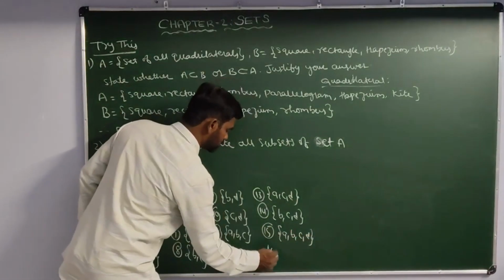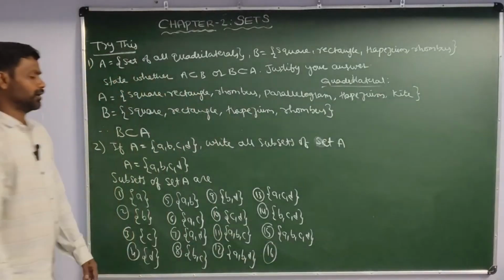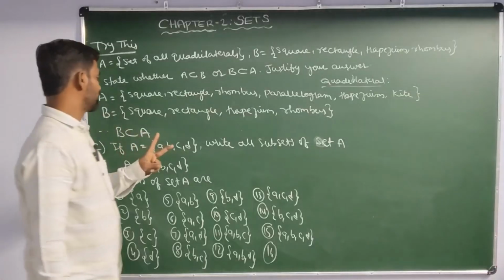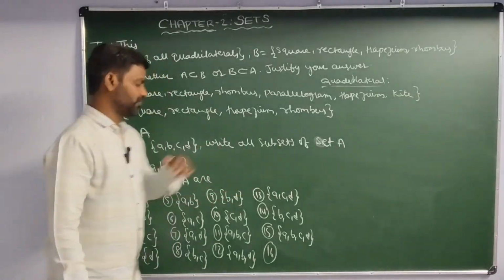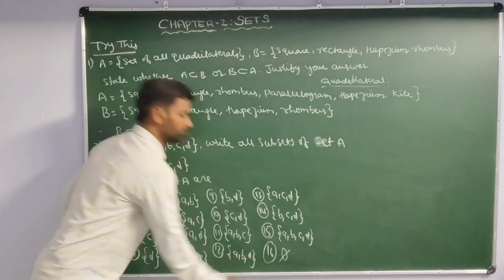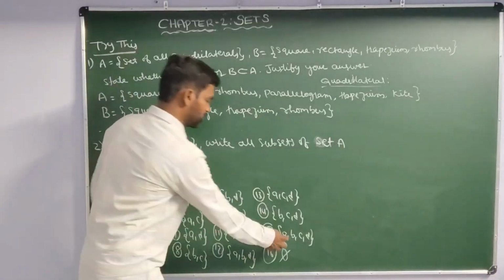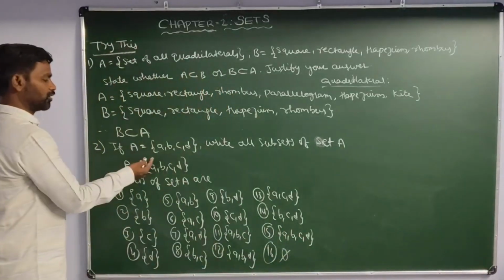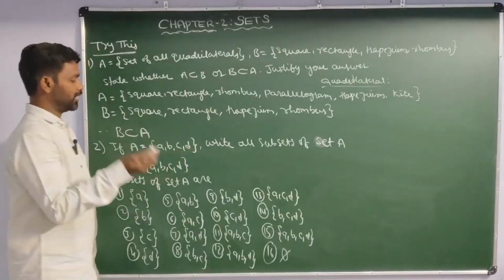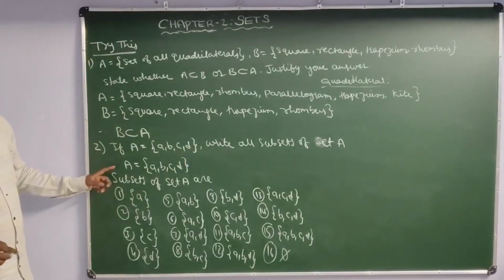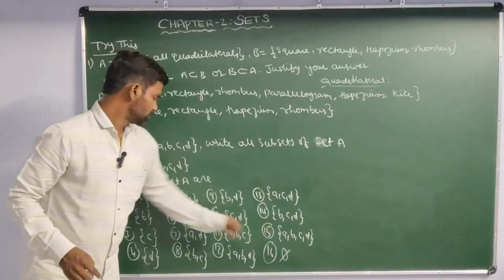And the last one, what I said, 2 points I have given. Empty set is a subset of every set, and every set is a subset of itself. So this is an empty set. A, B, C, D is set A only. So A is a subset of A only. So these are the subsets of set A.